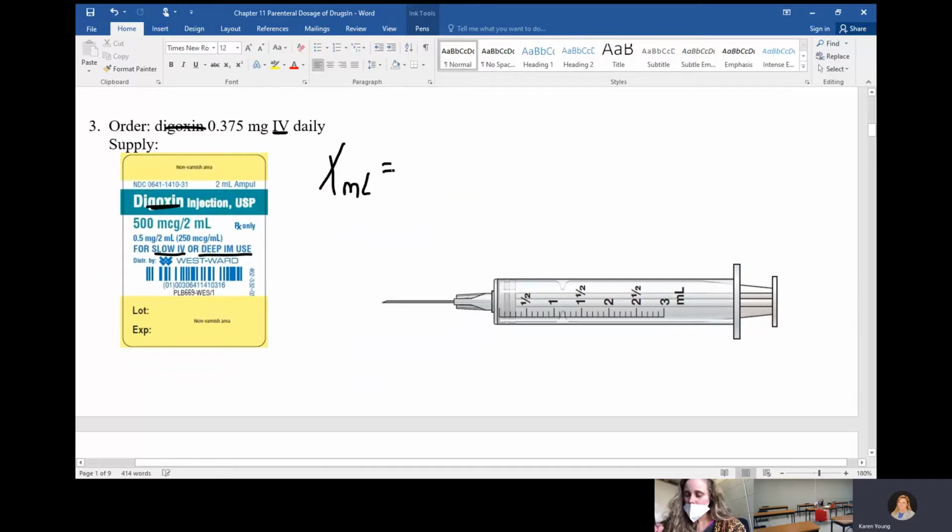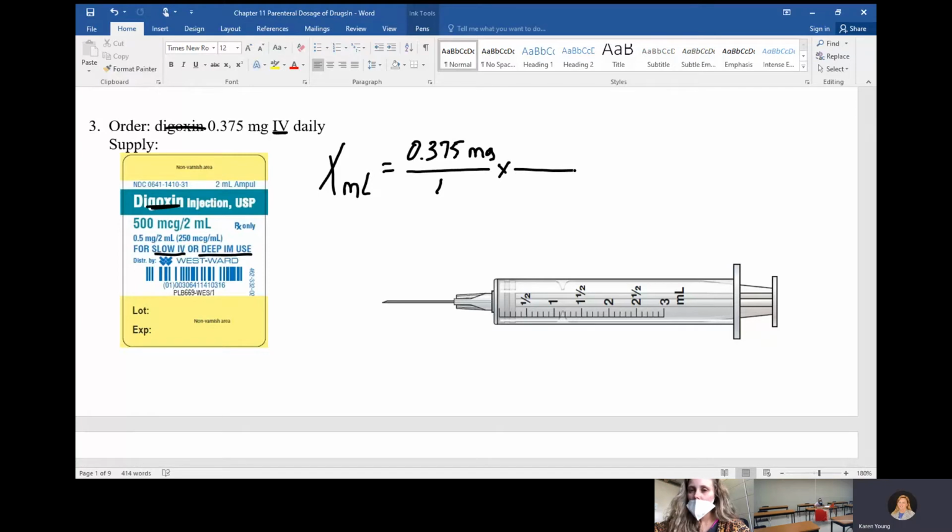Tell me, what's my doctor's orders? What did the doctor order? How much? 0.375 milligrams. And then, notice I've got 3 here. 500 micrograms per 2 milliliters, 0.5 milligrams per 2 milliliters, or 250 micrograms per milliliter. Which one do you want to use?